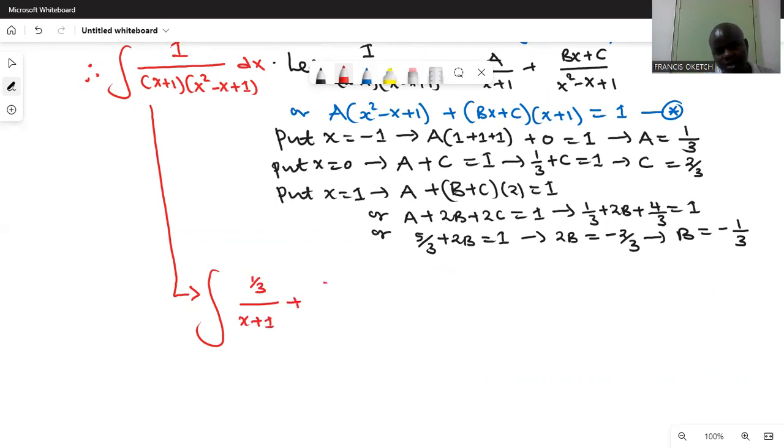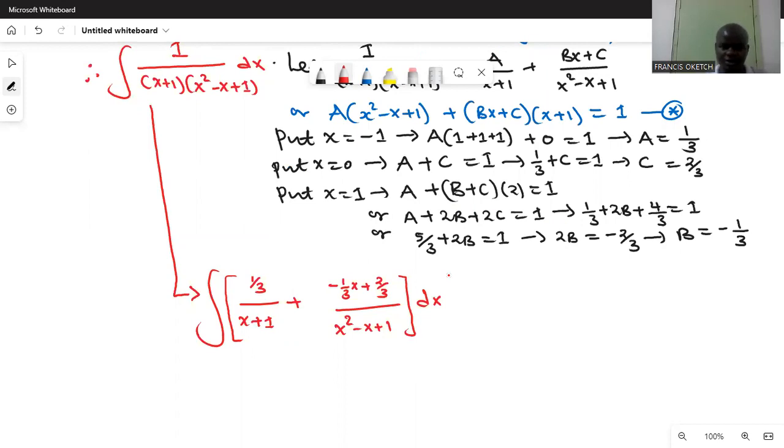Our B is negative 1 over 3x, and our C is 2 over 3. Remember this negative 1 over 3, I can also write that in a better way. So that is B, which is negative 1 over 3. It was Bx plus C, and our C is 2 over 3. And then this is over x squared minus x plus 1. All of this you integrate with respect to x.